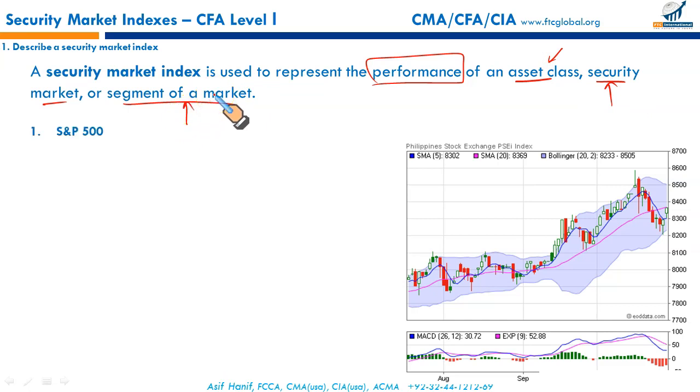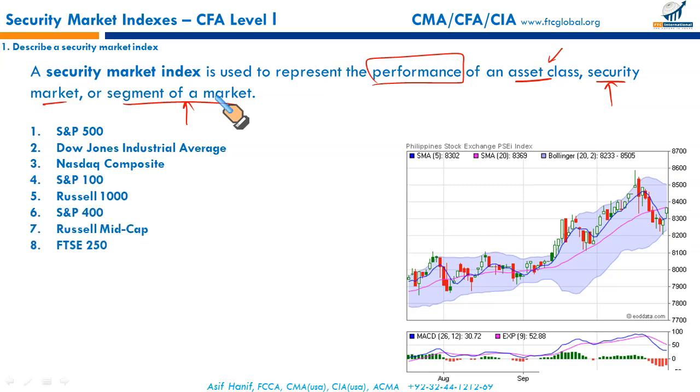All right, these are the examples here. As you can see, S&P 500, Dow Jones Industrial Average, Nasdaq Composite, S&P 100, Russell 1000, and all these are the examples of your security market indices.